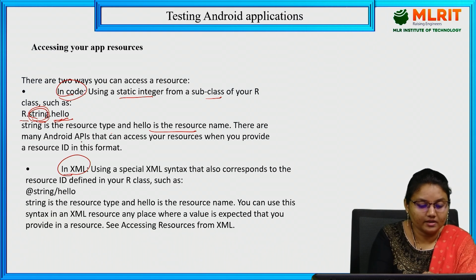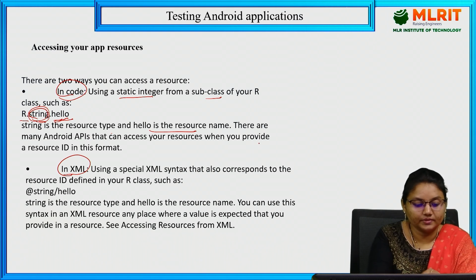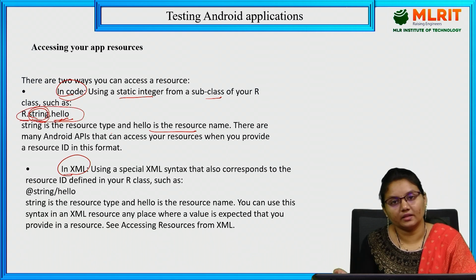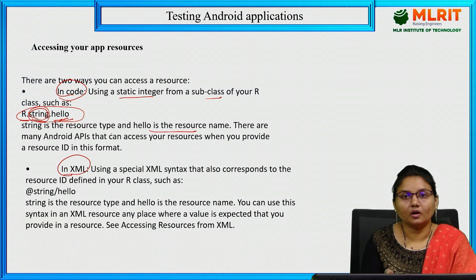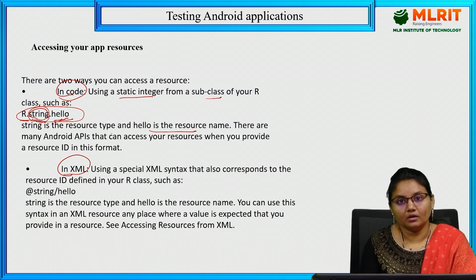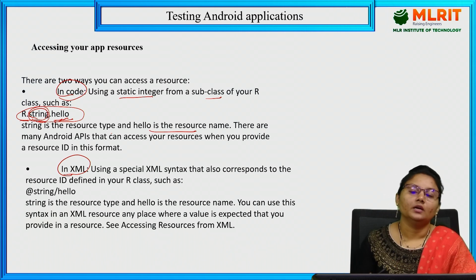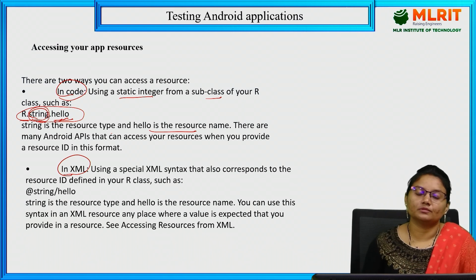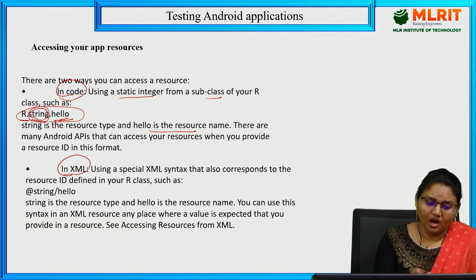There are many Android APIs that can access your resources when you provide the ID. This is how you will do it in code: R.drawable.mlrit, R.layout.activity1, or R.raw. Something like that. You can use different folders or the directory structure which is stored in the R. R means resource.